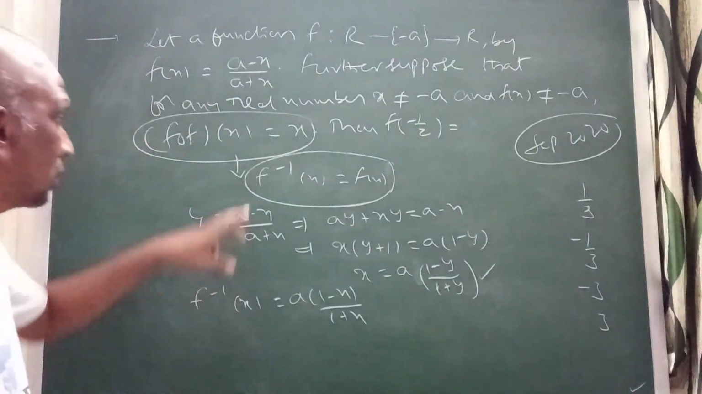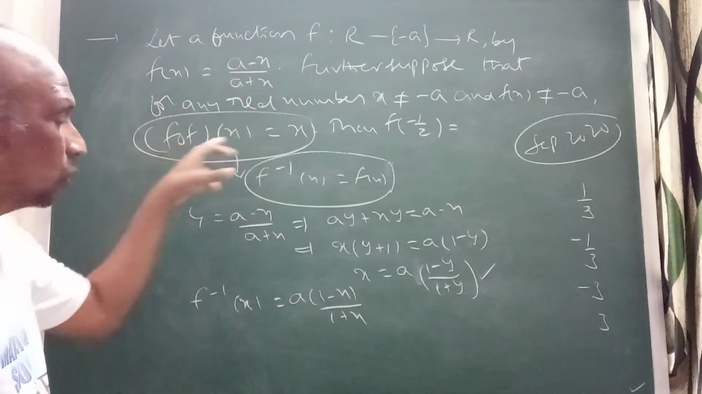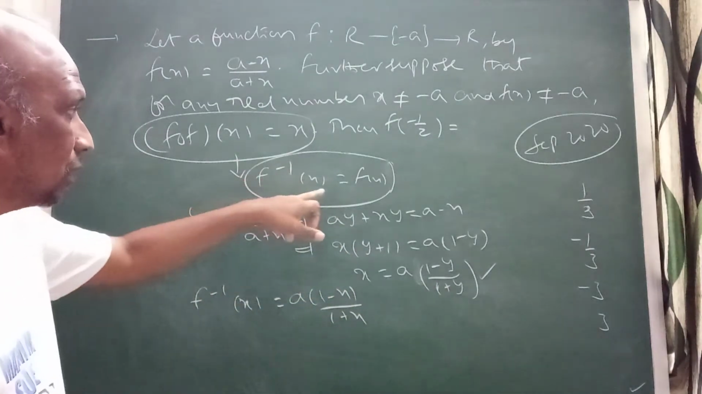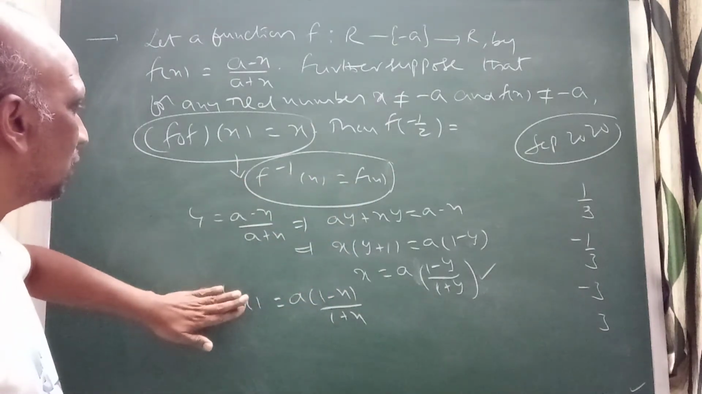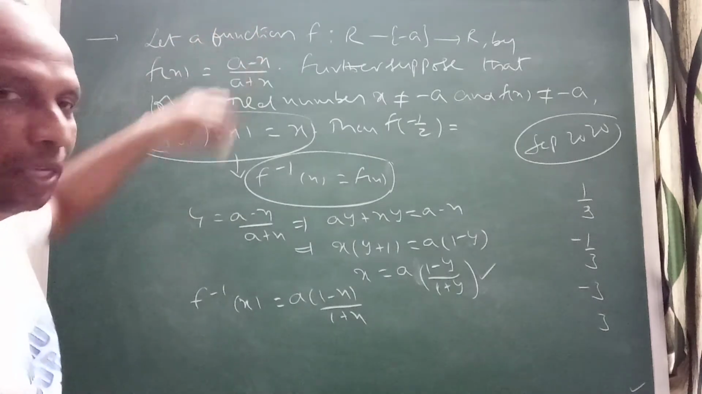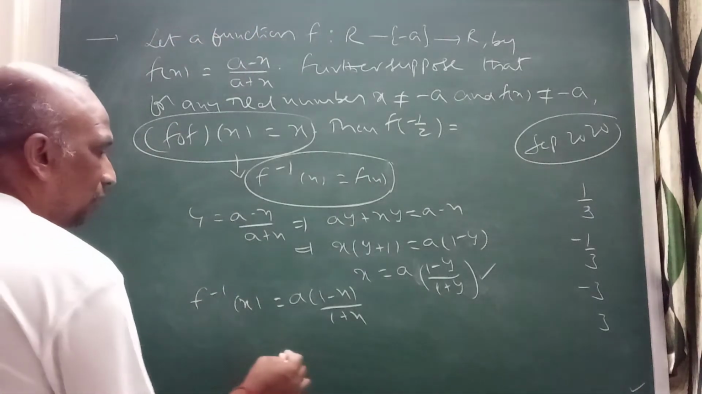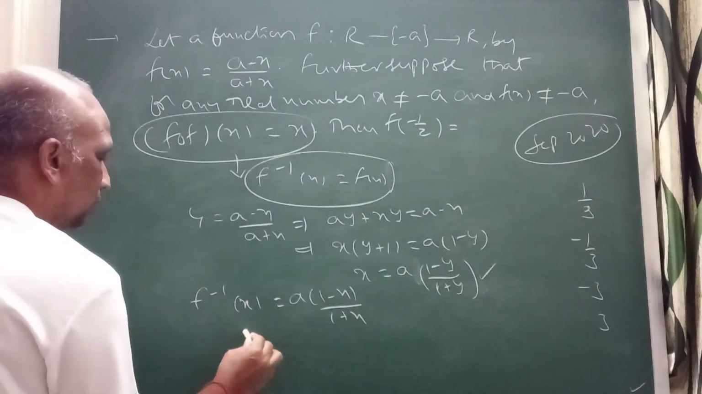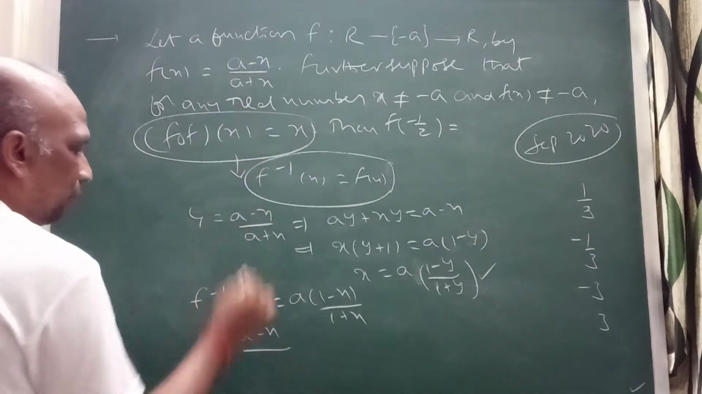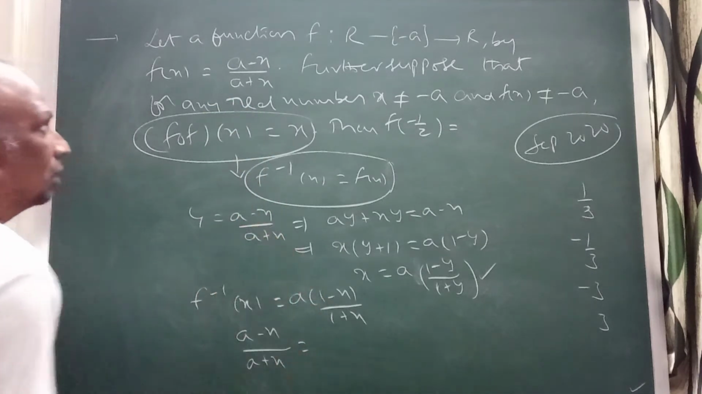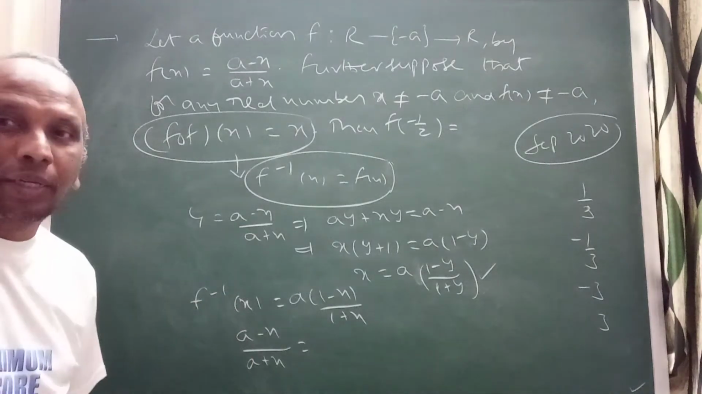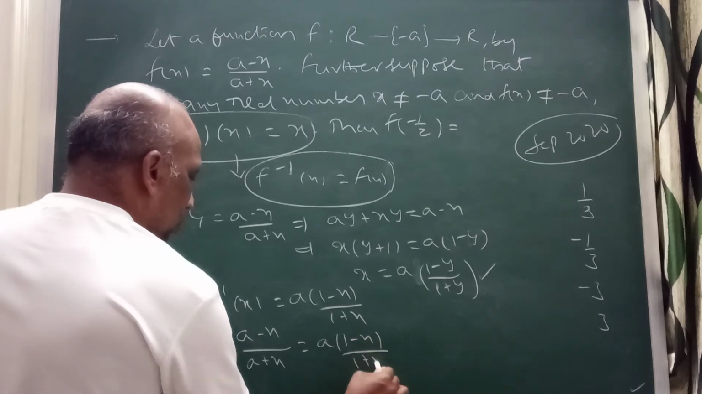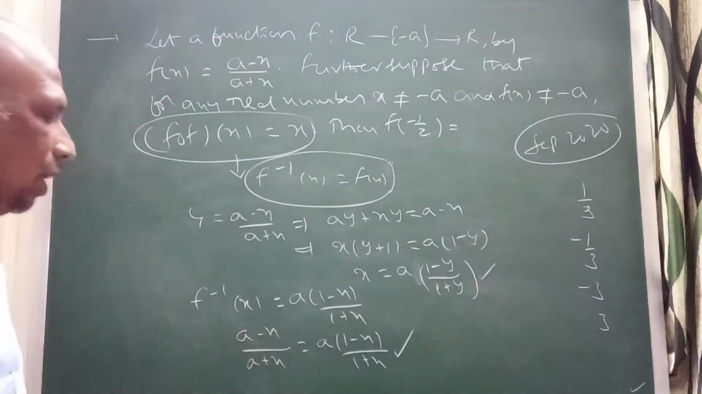But they mentioned f inverse of x, and we know that since the given function is the identity function, f inverse of x is equal to f of x. So we can compare: this is f inverse of x, and this is f of x, a minus x by a plus x. If we compare, both are equal, right? A minus x by a plus x equals a into 1 minus x by 1 plus x. Since both are equal, I have taken it like this.